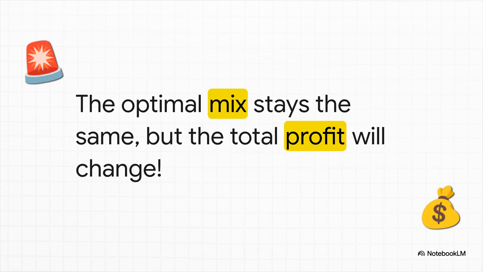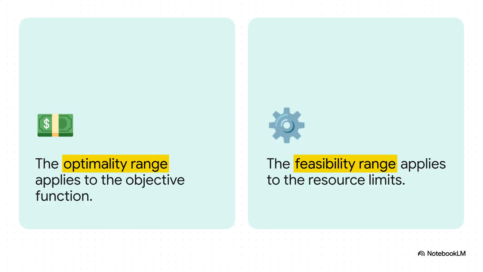The mix is the same, the money is different. Okay, to lock this in your brain for the next 3 years, we really need to visually compartmentalize it. Your brain loves visual structure. So on the left side of your mind, put the range of optimality.